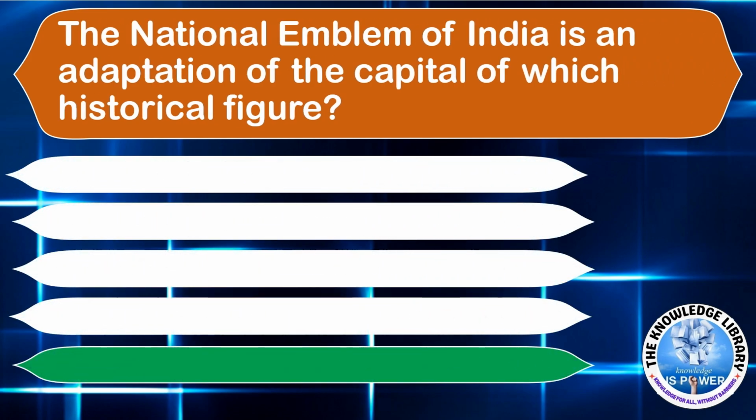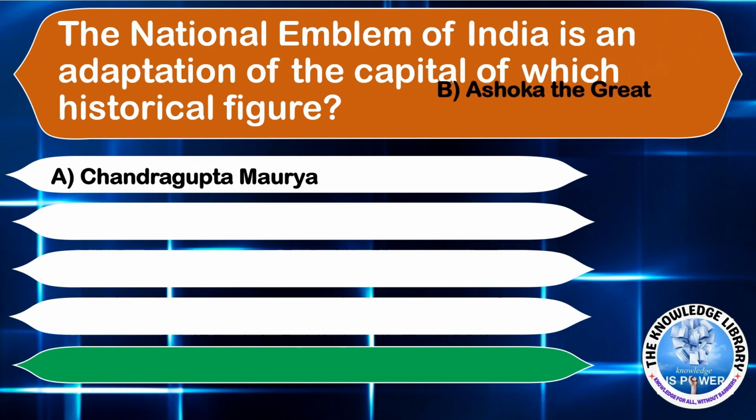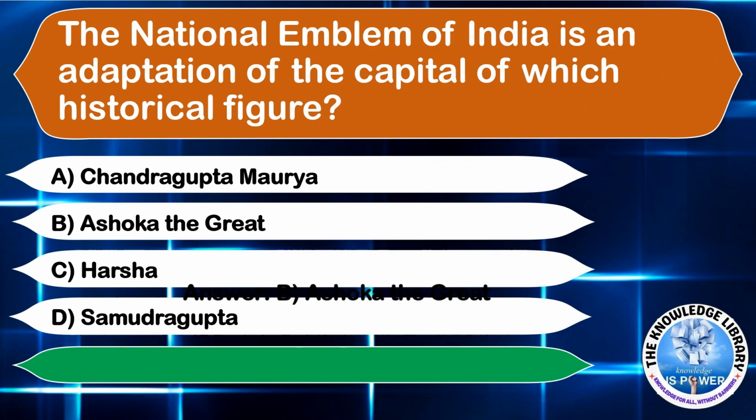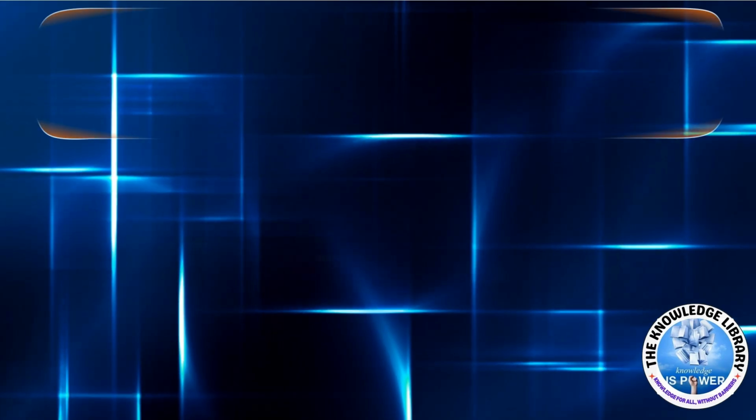The national emblem of India is an adaptation of the capital of which historical figure? Option A, Chandragupta Maurya. Option B, Ashoka the Great. Option C, Harsha. Option D, Samudragupta. The correct answer is option B, Ashoka the Great. Move to the next question.